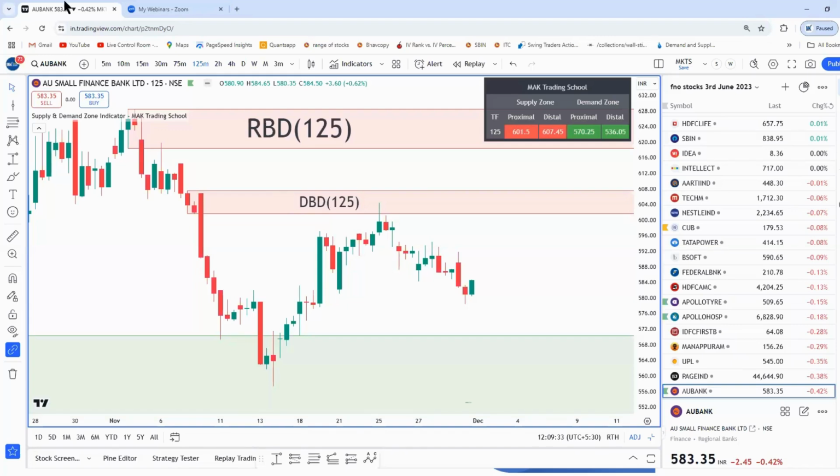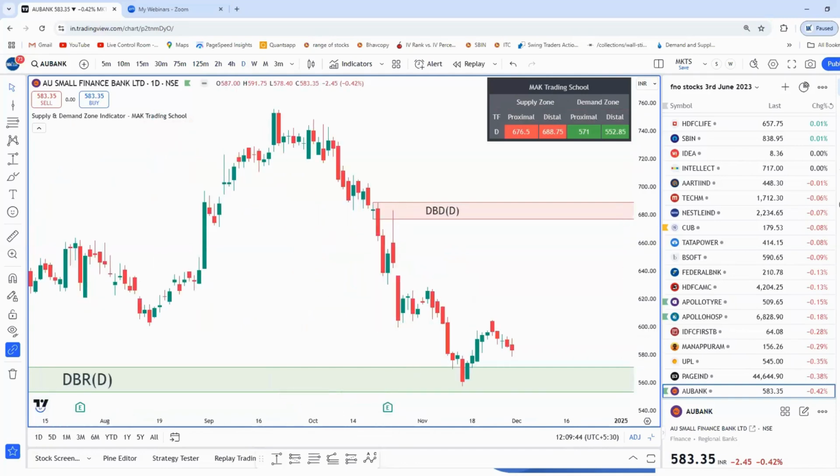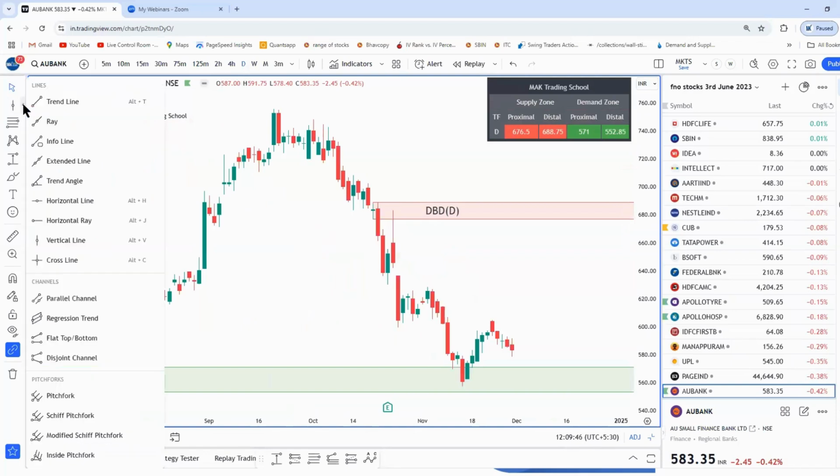So AU Bank, there was a trade at the past also on a daily time frame which worked well. Can you see this? Drop base drop, price came back. But what is the risk reward? You're risking, let me just mark it.